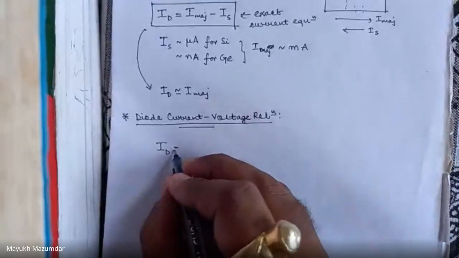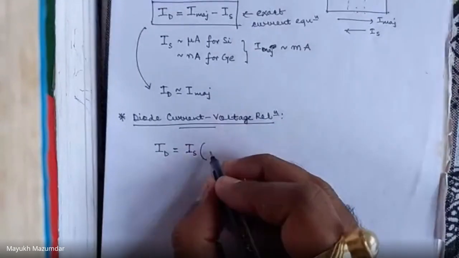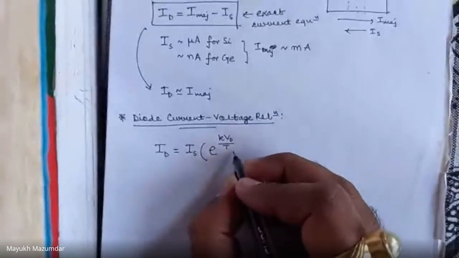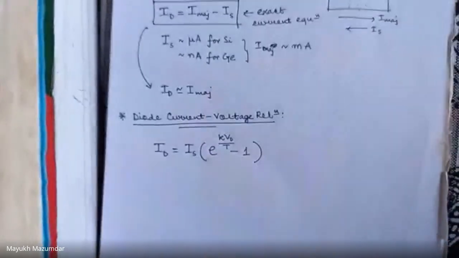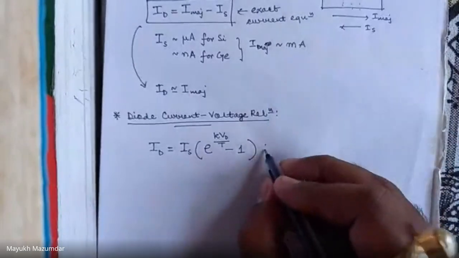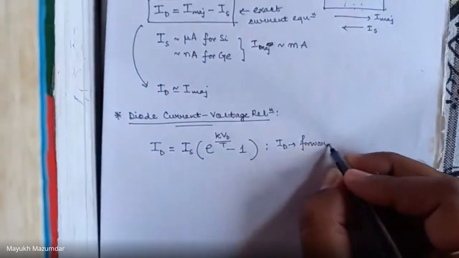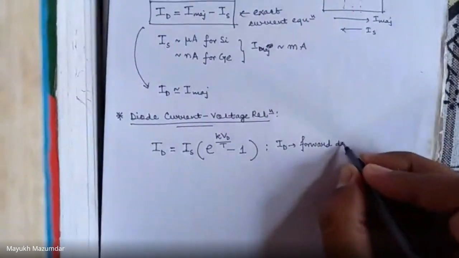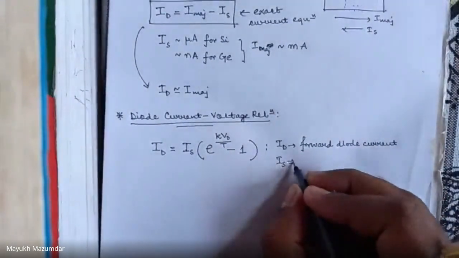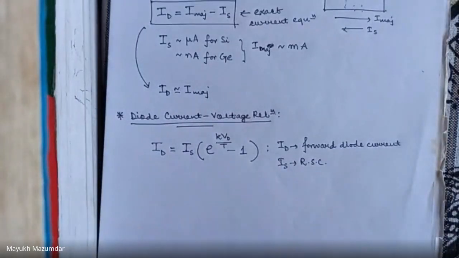The current relationship is like this: ID equals IS times e to the power k Vd by T, minus 1. I'll explain the terms, don't worry. Where ID is the forward current, that is, current during the forward bias, the forward diode current. IS is the reverse saturation current. I think you all understand what it means.